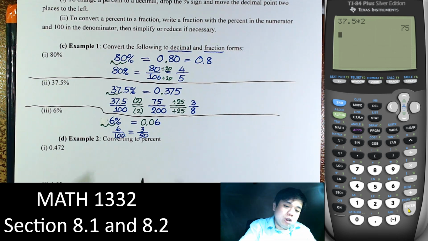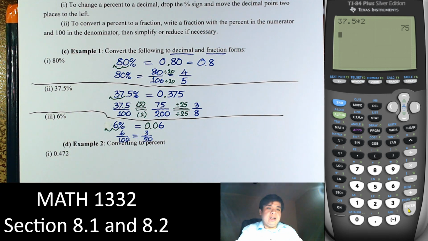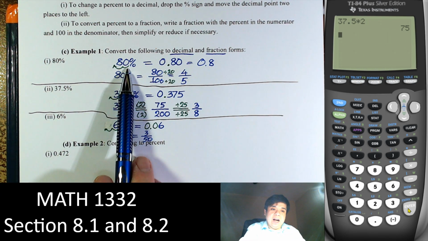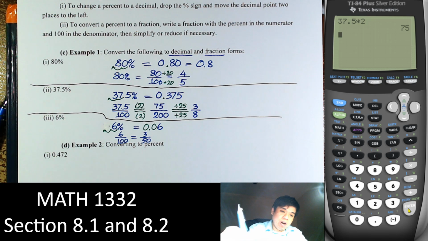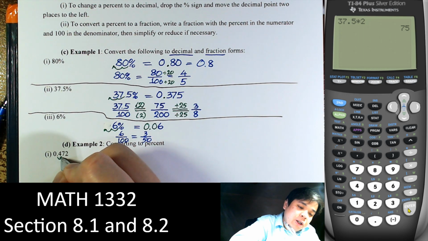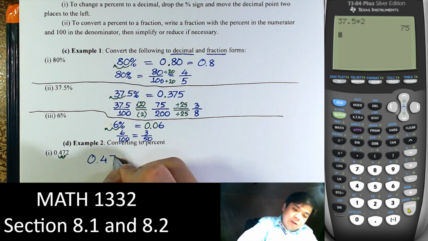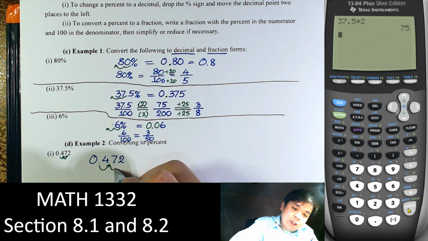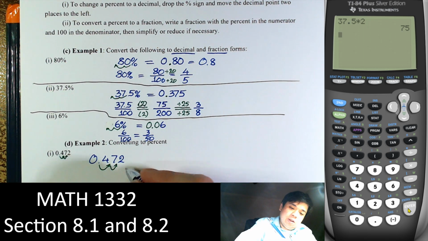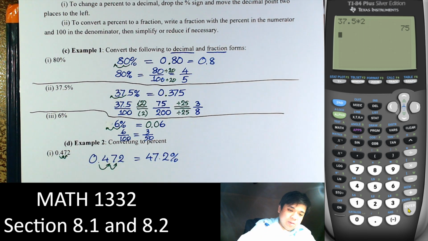Next, convert to percent. Now if we move from percent, we remove the percent sign and move 2 places to the left. Now we add it, so we move 2 places to the right. So 1, 2. Let's do that again. 1, 2. So that is 47.2, and then we add the percent to it.